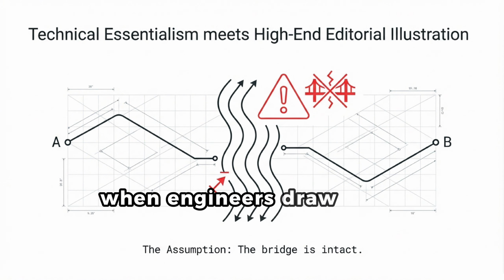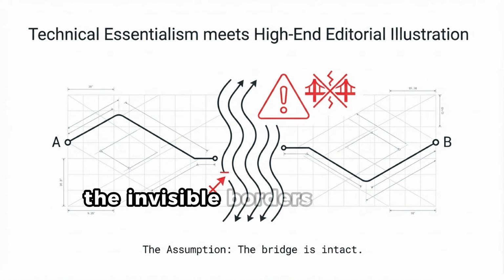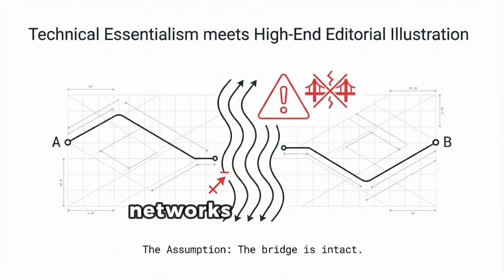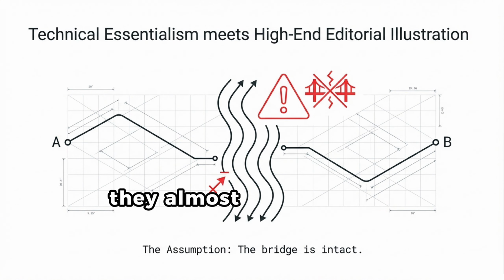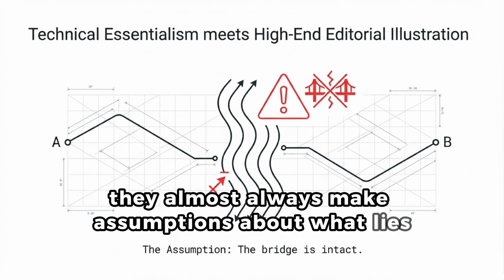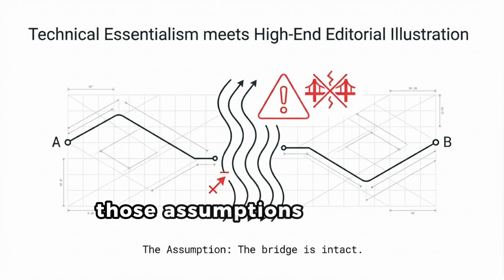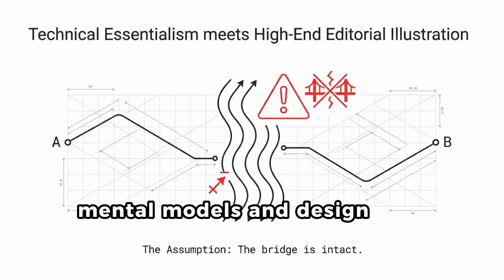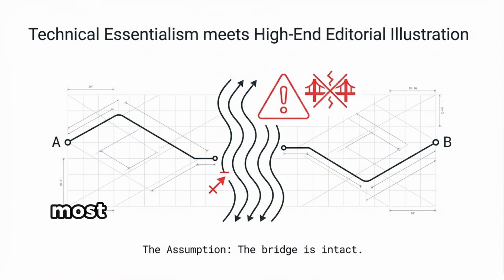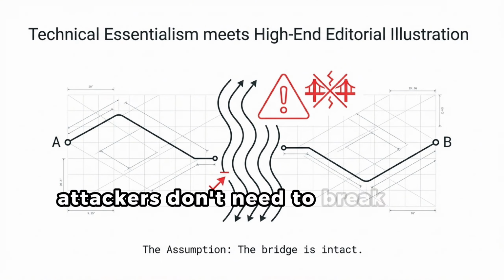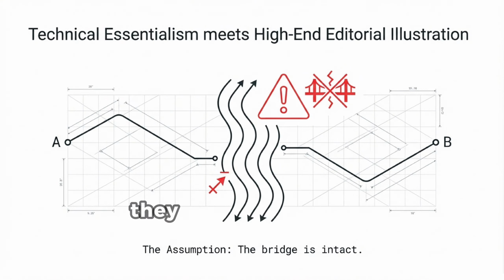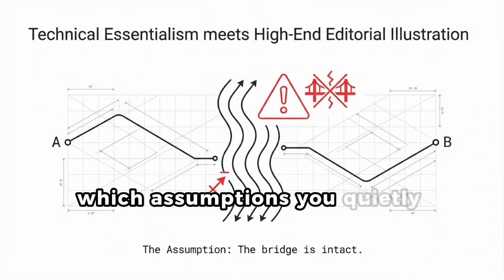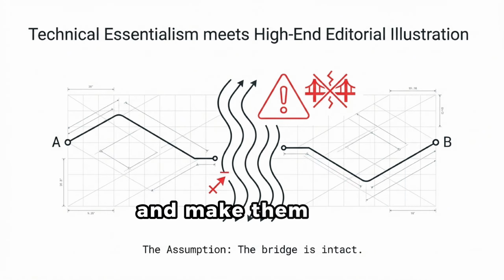When engineers draw trust boundaries, the invisible borders between components, networks, or privileges, they almost always make assumptions about what lies on the other side. Those assumptions are quiet. They live in code comments, mental models, and design docs. They are also the single most dangerous category of mistake in security, because attackers don't need to break your strongest defenses. They only need to find which assumptions you quietly relied upon and make them false.